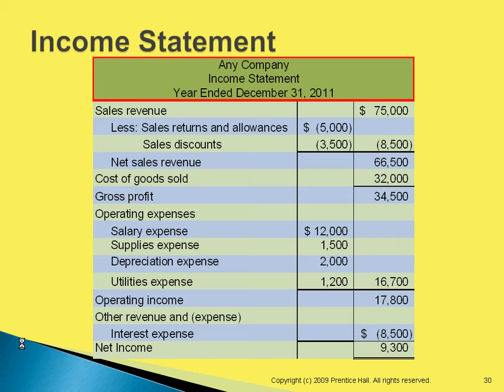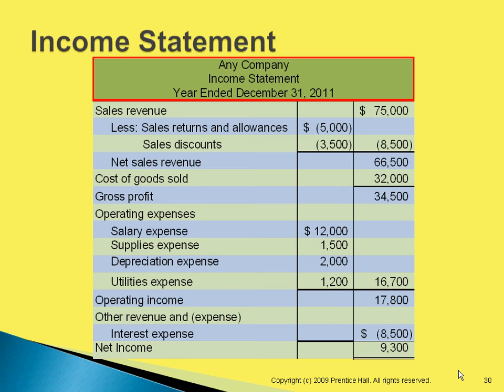Then we will add any other revenues and expenses, and that would generally be related to interest. Interest revenue from any investments, interest expense from any of your long-term debt. Add or subtract those items from operating income and you will come up with your bottom line net income number.